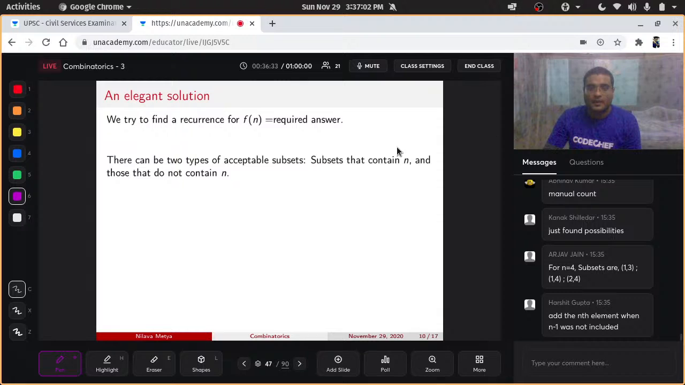So either the subsets contain n, or they do not. A subset you can divide into two categories: either they contain n or they do not. Okay, cool, fine with that.